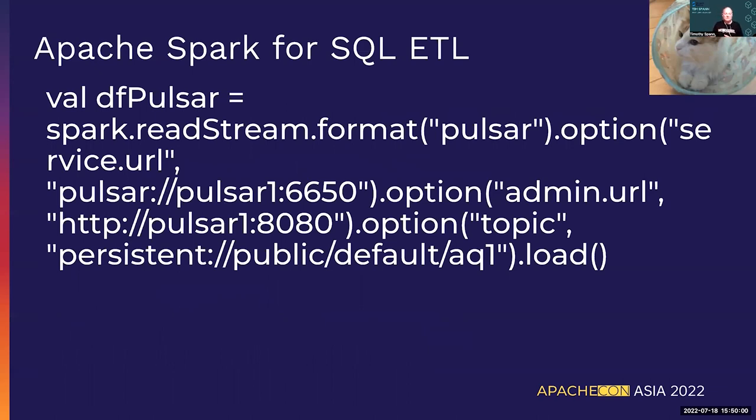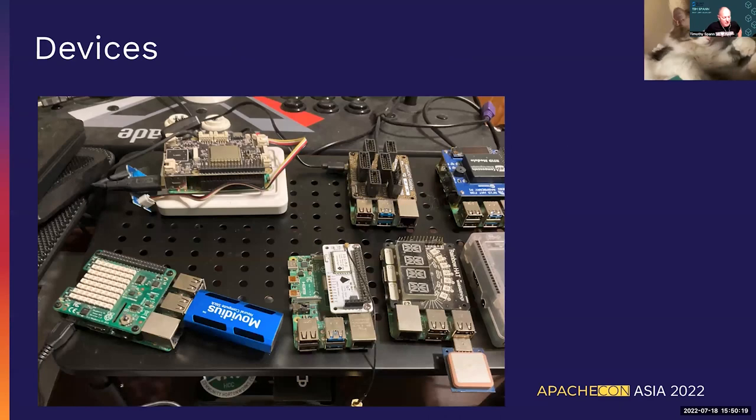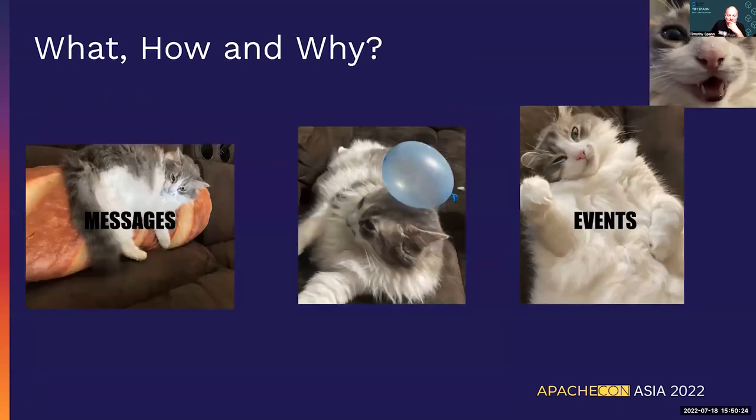Connecting to Pulsar from Spark, also pretty easy. Again, remember you saw that Delta format. This is the Pulsar format. We put in our service URL to connect to our broker, plus the admin URL. That's how it gets web services information. And then we put our topic name in, load, we're ready to go. And it doesn't matter which of these devices that I might be using here. Pretty easy. So we've got messages, we've got events, we've got streams. Very easy to use them for what you need to do.